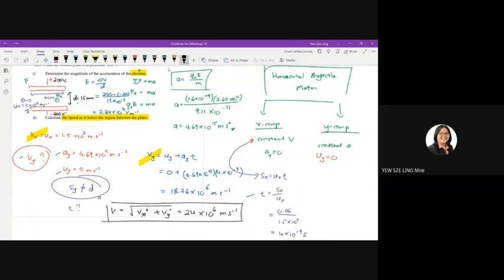Why? Because speed is a scalar quantity. If it is a scalar quantity, you don't need to state or calculate the direction. So done. If you got the speed 24 times 10 to the power of 6 meters per second, then that marks the end of this question.